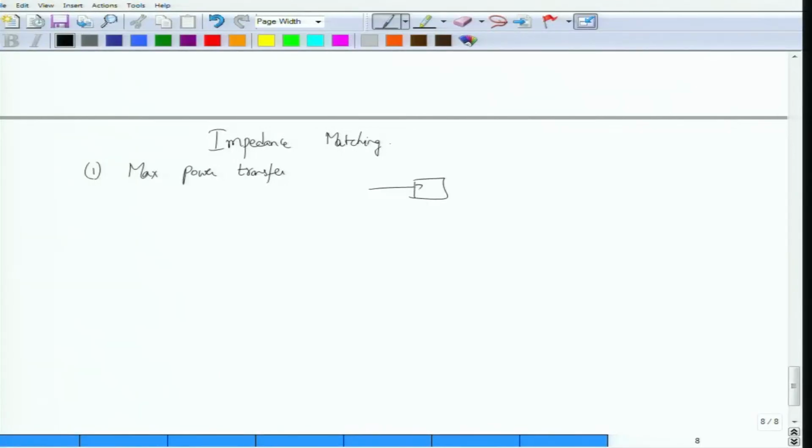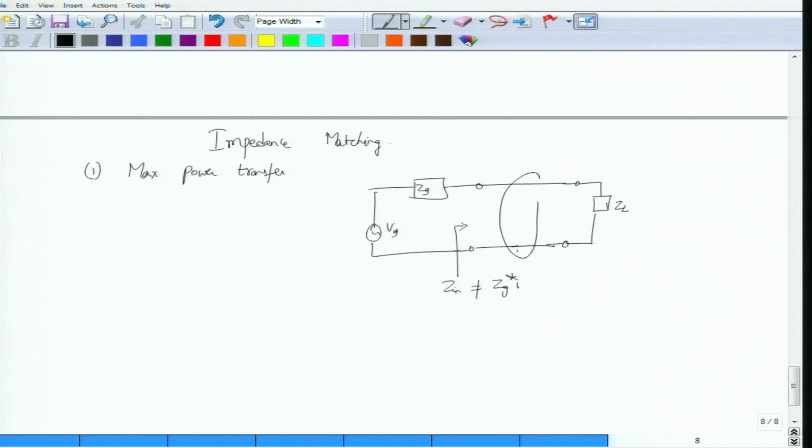So let's say this is your generator impedance and this is your generator voltage. This is connected through a transmission line to some load. If this is all that is there, then the input impedance seen would not be equal to the complex conjugate of Zg. Only when the load impedance happens to be equal to the complex conjugate of the generator impedance will there be maximum power transfer to the load. Because this won't happen in a general case, you have to adjust the transmission line in such a way that you get this Zg complex conjugate condition.